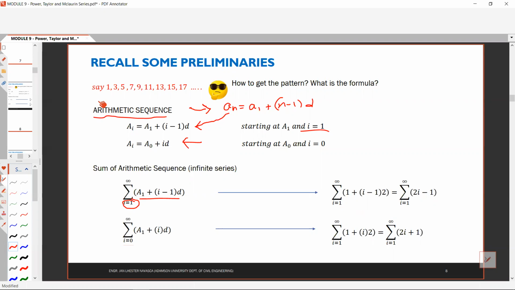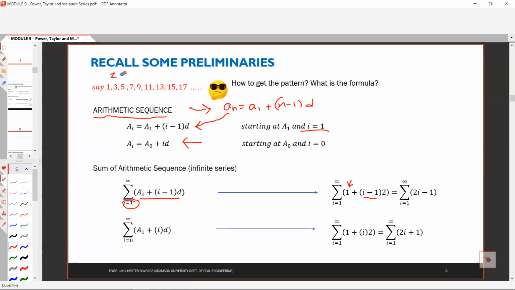So dito sa binigay kong example, that is 1, 3, 5, 7, 9, 11, 13, 15, 17. So we will get the first term. So that is a sub 1, which is 1. Okay, ito yung first term. Then next is i minus 1. Then what is the common difference? So 3 minus 1, that is 2. 5 minus 3, that is 2. 7 minus 5, that is 2. Okay, lahat yan, 2 yung common difference.